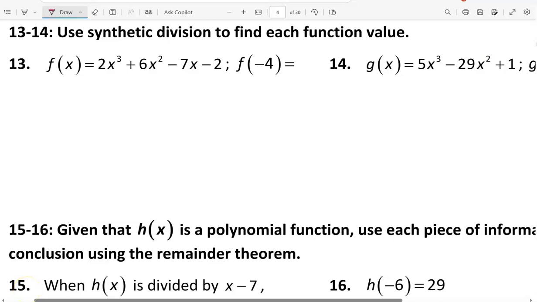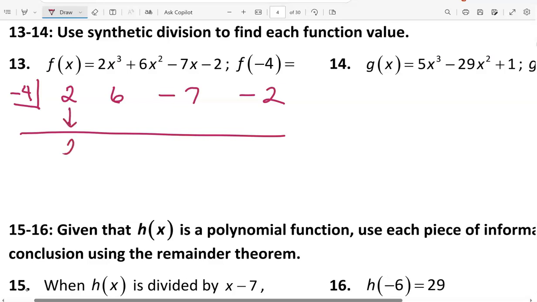In 13 through 14, we're going to use synthetic division to find each function value. The value of f of negative 4 is the same as the remainder when dividing by x plus 4. When we divide by x plus 4, the 0 of the divisor goes in the box, and that's negative 4, which is the same value that we're plugging into our function f of x. The coefficients of the dividend, 2, 6, negative 7, and negative 2, go next to it.